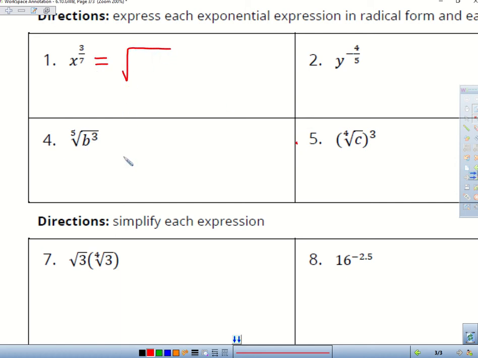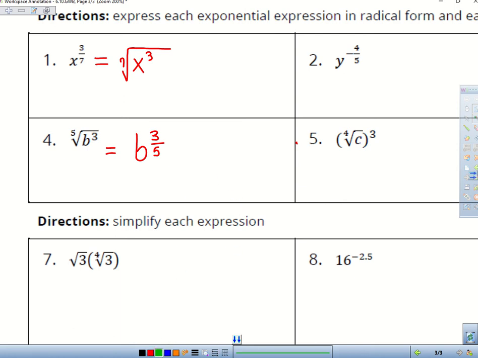So you write a radical, and then inside you're going to put whatever your base is, x in this case, to the power of the numerator, and then the denominator is going to be the index of your root. Okay. Now we also need to be able to go the other way around. So that's going to be b to the what power? 3 over 5. Good. So see how they convert both ways? Everyone good with that part?